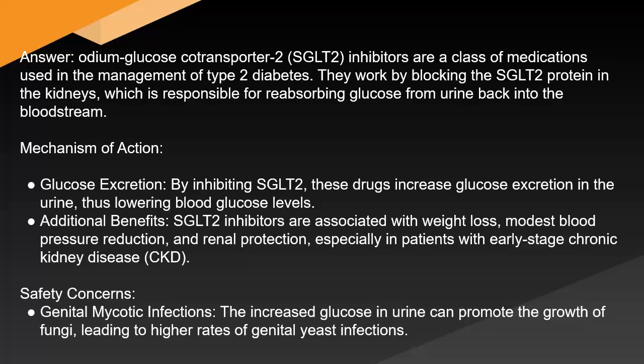Mechanism of action: glucose excretion. By inhibiting SGLT2, these drugs increase glucose excretion in the urine, thus lowering blood glucose levels. Additional benefits: SGLT2 inhibitors are associated with weight loss, modest blood pressure reduction, and renal protection, especially in patients with early-stage chronic kidney disease (CKD). Safety concerns: genital mycotic infections. The increased glucose in urine can promote the growth of fungi, leading to higher rates of genital yeast infections.